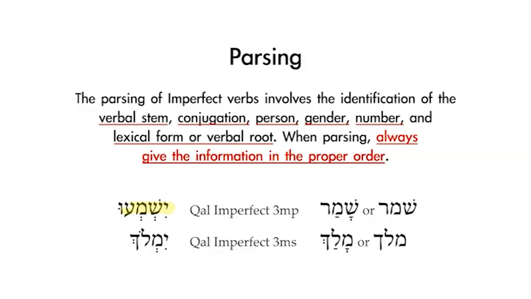Our second example, yimlok, is Qal imperfect 3MS, from malak, the lexical form, or the verbal root, mem, lamed, kaf. Now you should note that the only way you're going to be able to identify the person, gender, and number of each imperfect verb is because you've memorized that paradigm and you know the preformatives and possibly the afformatives that go with each form.